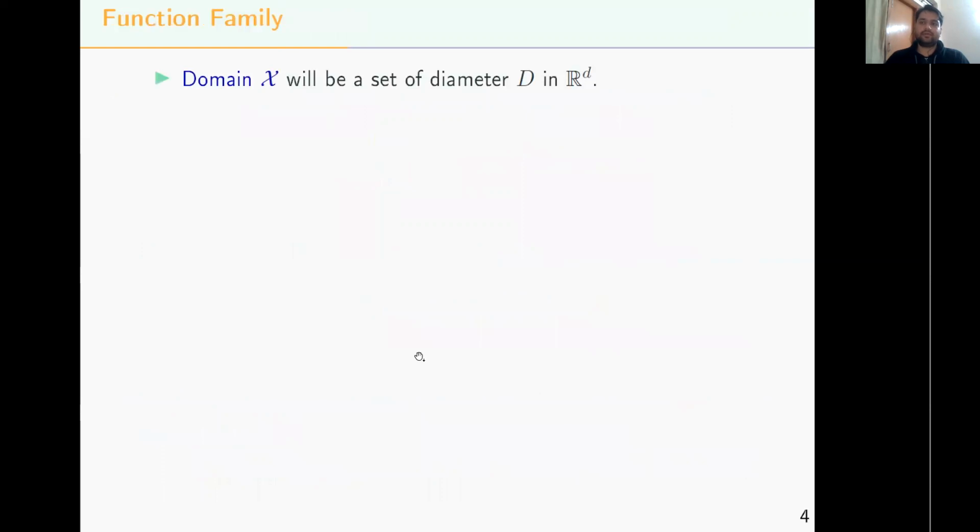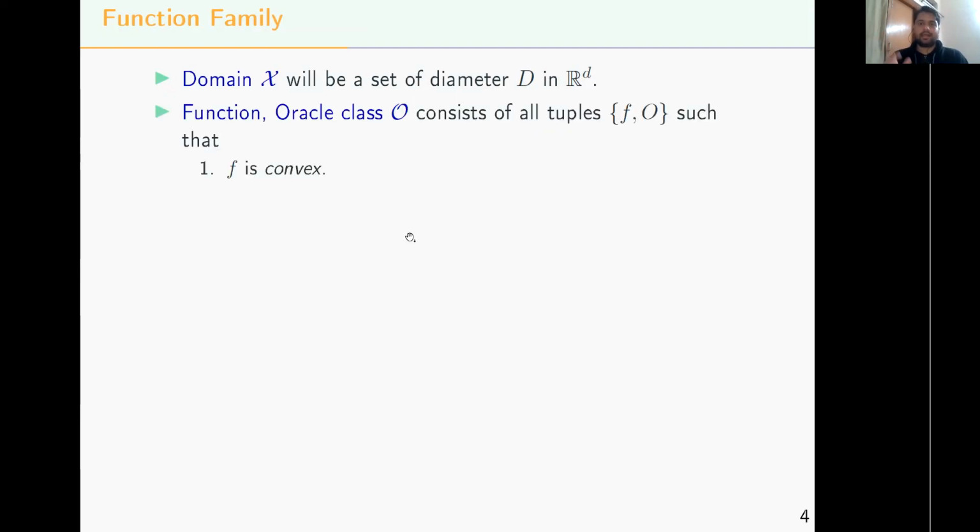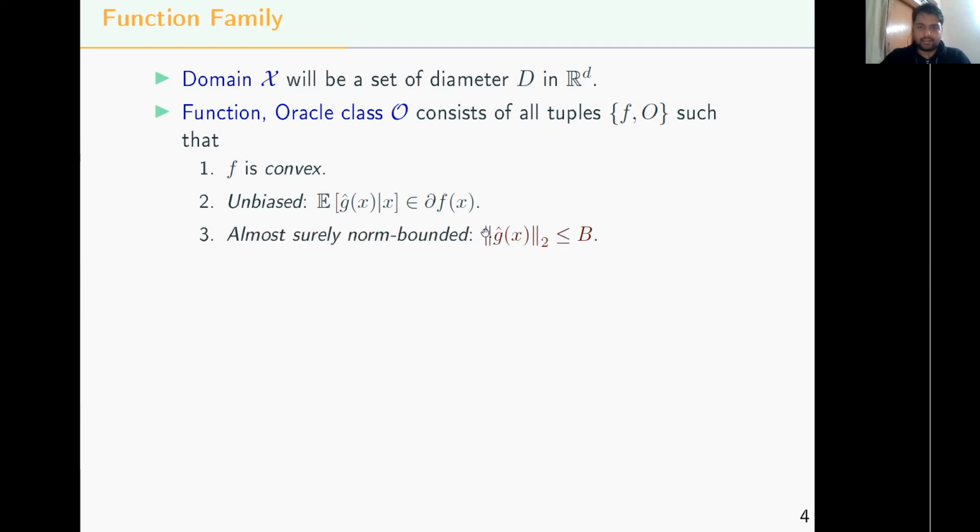What is the function class we look at? Our domain X will be the Euclidean set of diameter D, and our function and oracle class is described as follows. Our function f is convex. The oracle O, upon receiving a query X, always outputs an unbiased subgradient estimate of the function at that query, and the subgradient estimate's L2 norm is almost surely bounded.